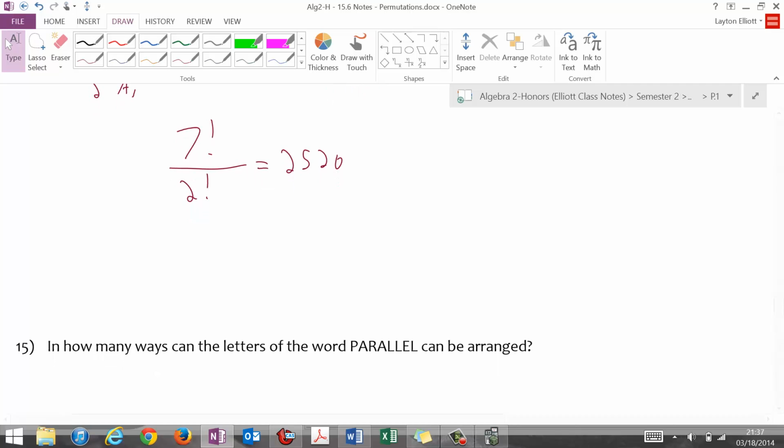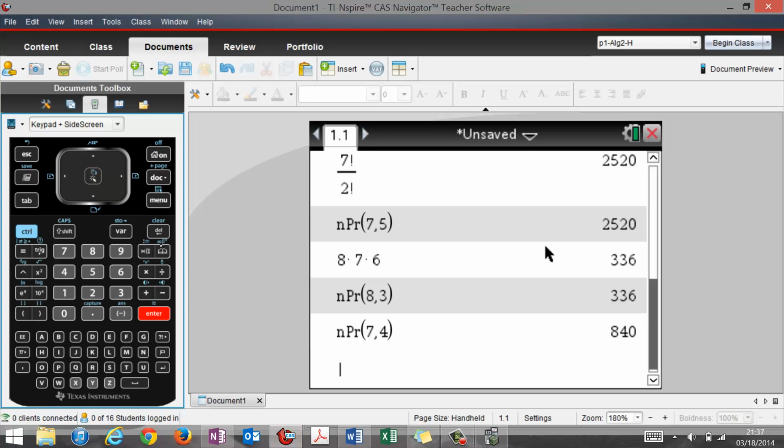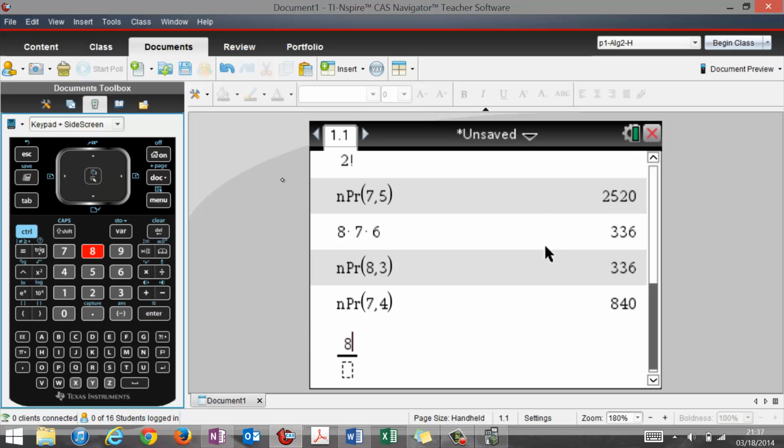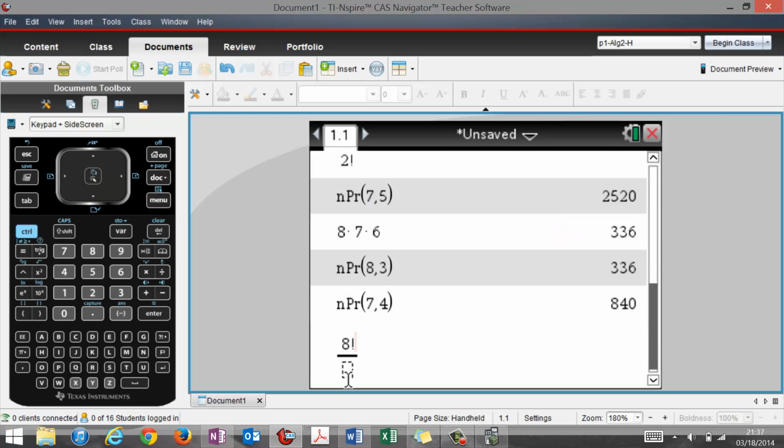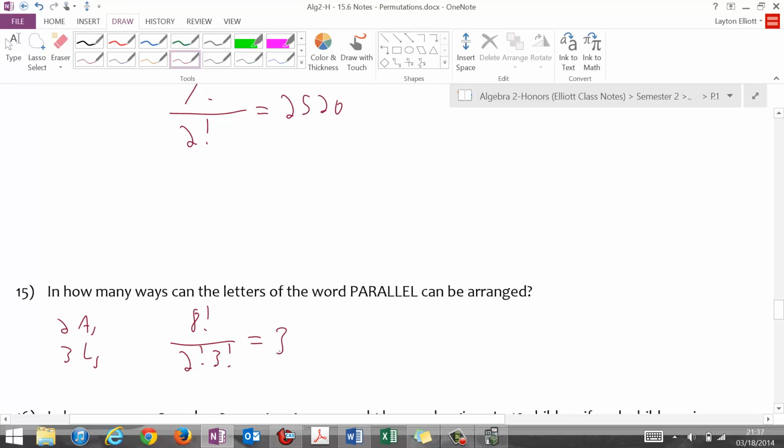possibilities. If I look at the word parallel, we now have multiple repeats. That is now 8 letters, 8 factorial. But I have 2 A's and I have 3 L's. And that's going to be 2 factorial, 3 factorial in the denominator. Now, you could write this all out. I kind of recommend, let's just go calculator to be sure we get this right. 8 factorial over 2 factorial, 3 factorial. Right now it's actually easier to type that out like this, 3360.